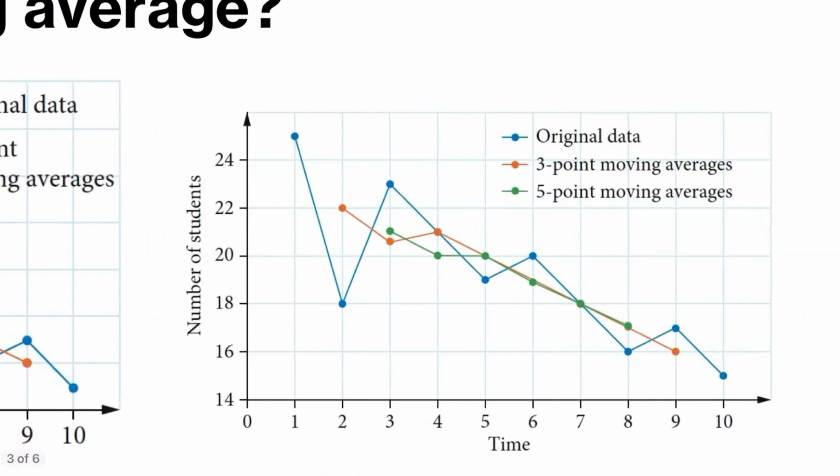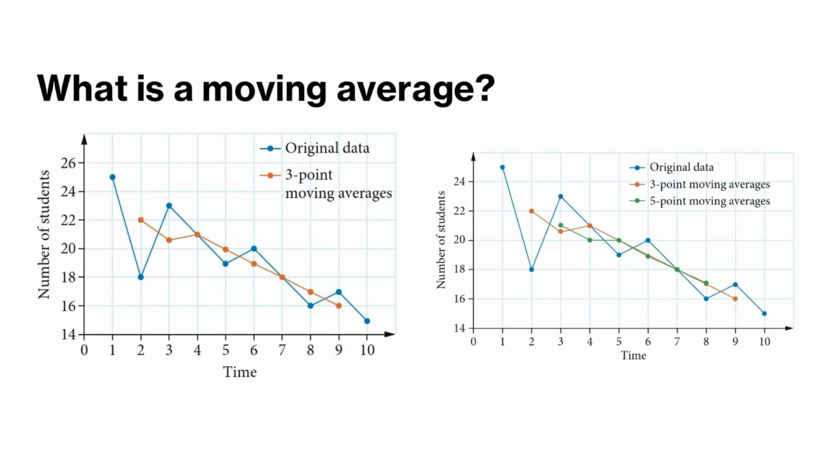If we instead chose to use a 5-point moving average to smooth the data, you can see that it still shows the same underlying decreasing trend. However, the data has been smoothed even more. This leads us to discuss the number of points we use in the moving average. Essentially, the higher the number of points in your moving average, the smoother the data becomes.